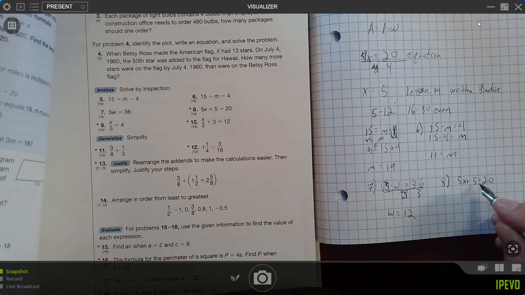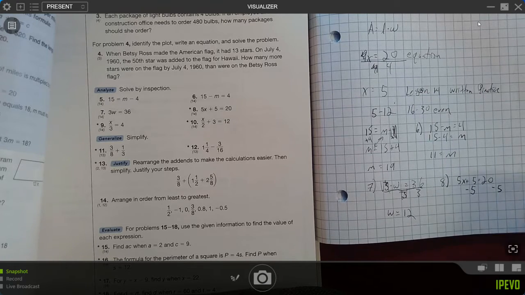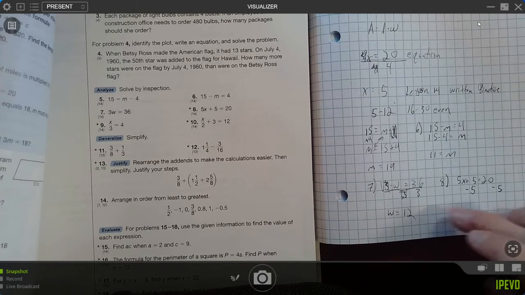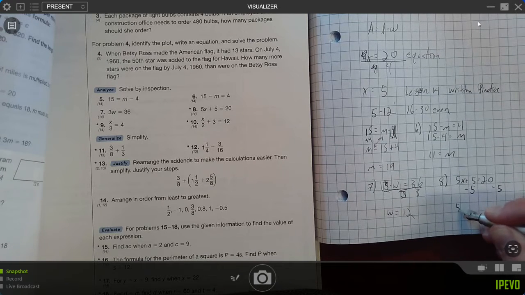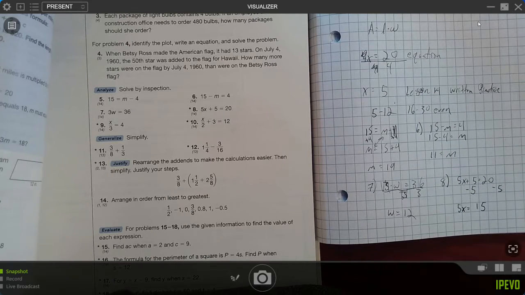So instead of doing plus 5, I'm going to do minus 5 to both sides. Again, that equal sign is a scale. It's a perfect scale. As long as I do something to one side, I have to do it to the other side. And as long as I do it to both sides, this continues to be true. And that's all I care about. Okay. So now I have 5x equals 20 minus 5, 15.